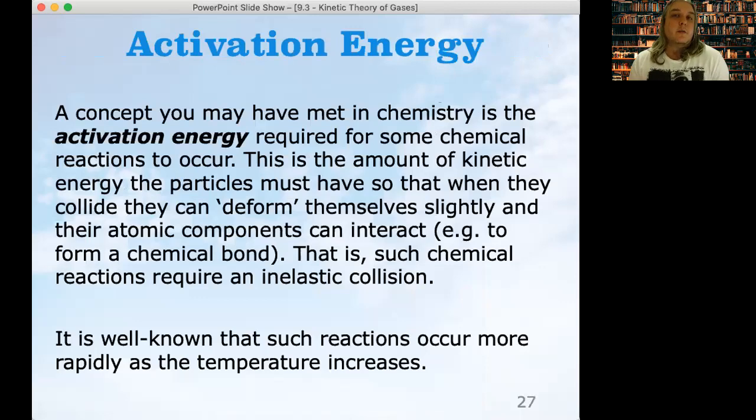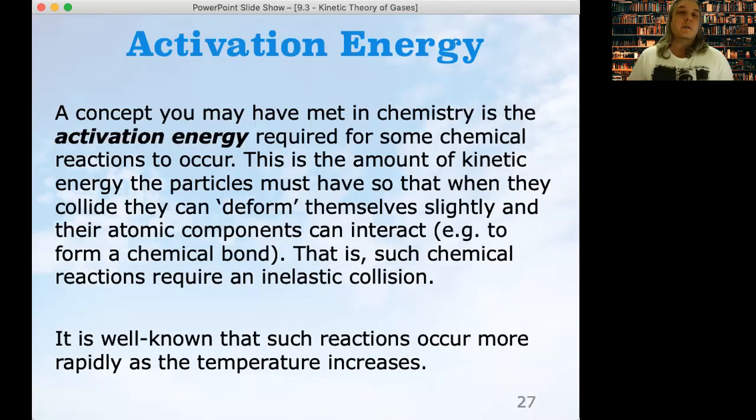Just to cross over for a moment to chemistry, for those of you that have studied any chemistry at all, you will have met something called activation energy, and it's the amount of energy required for some chemical reactions to occur. And it's the amount of kinetic energy that the particles need to have so that when they collide with another particle, rather than just having a nice elastic collision, they actually penetrate into each other a bit, they overlap a bit, and then they can actually chemically react with each other, and the reaction occurs. So basically what we're saying is that the activation energy is how much energy you need for an inelastic collision to occur that results in that chemical reaction.